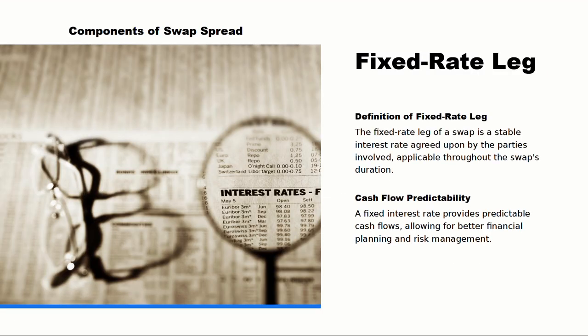Components of swap spread. Fixed rate leg. Definition of fixed rate leg. The fixed rate leg of a swap is a stable interest rate agreed upon by the parties involved, applicable throughout the swap's duration. Cash flow predictability. A fixed interest rate provides predictable cash flows, allowing for better financial planning and risk management.